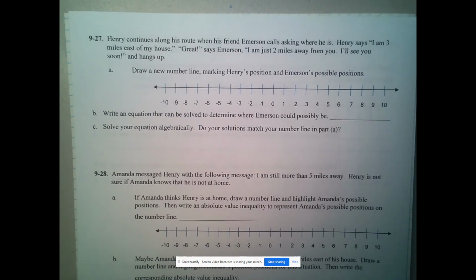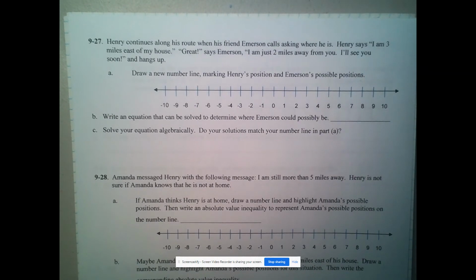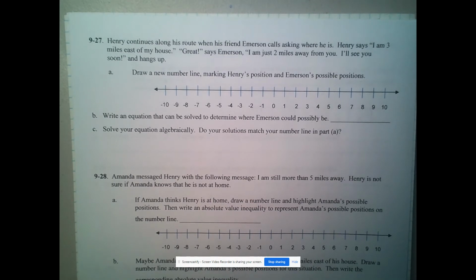Henry continues along his route when his friend Emerson calls, asking where he is. Henry says, I'm 3 miles east of my house. Great, says Emerson. I'm just 2 miles away from you. I'll see you soon. And hangs up. Okay, draw a new number line, marking Henry's position and Emerson's positions.